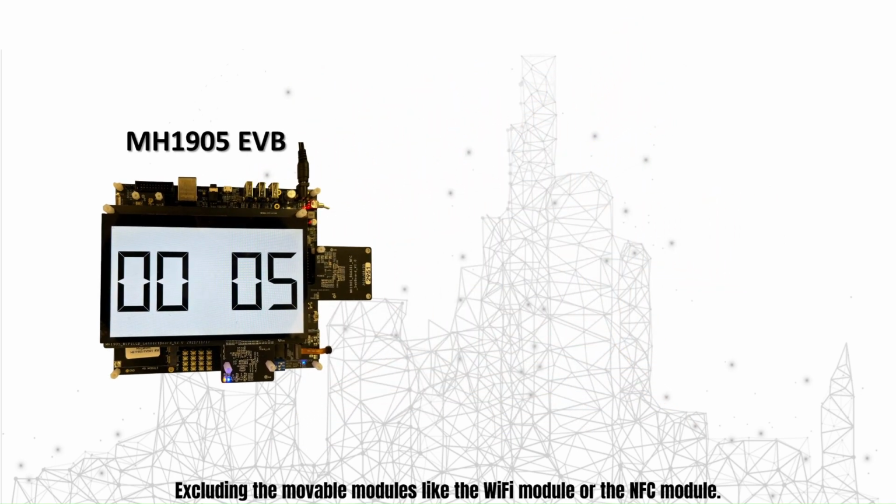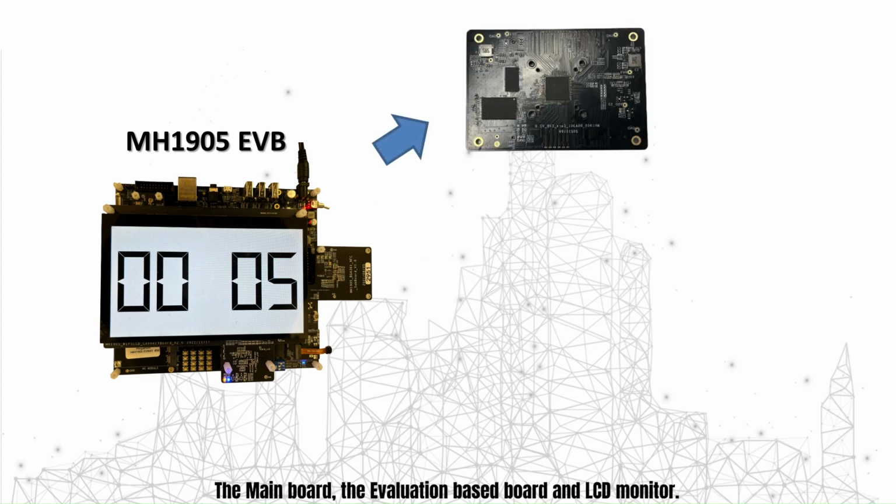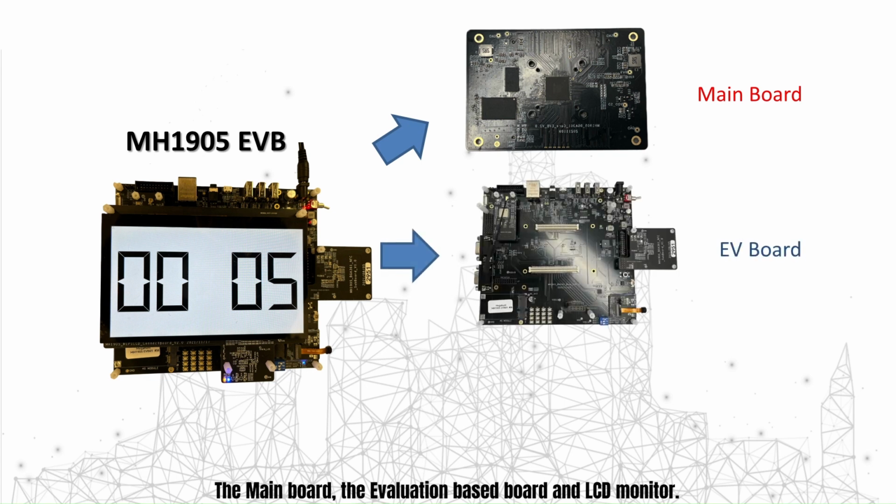Excluding the movable modules like the Wi-Fi module or the NFC module, it mainly includes three major components: the main board, the evaluation-based board and the LCD monitor.